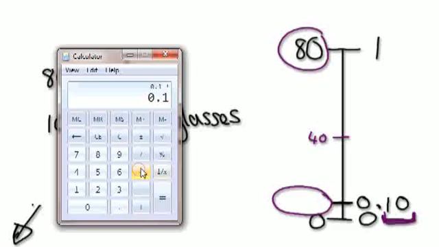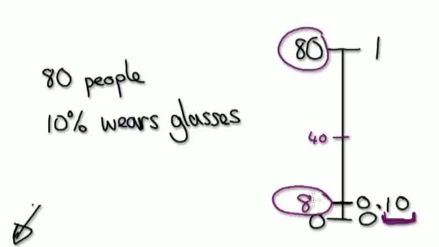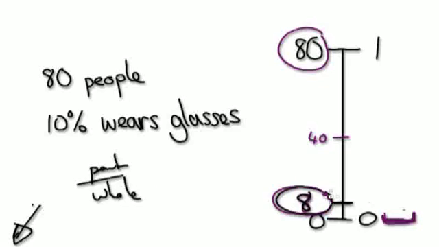0.1, that's like 10%, times the original, which is 80, equals 8. So 8 people wear glasses. Oh, let's pretend you didn't know this here. You could just get parts divided by the whole thing. So if you know 8 people wear glasses, you can actually work out the percent of people wearing glasses.